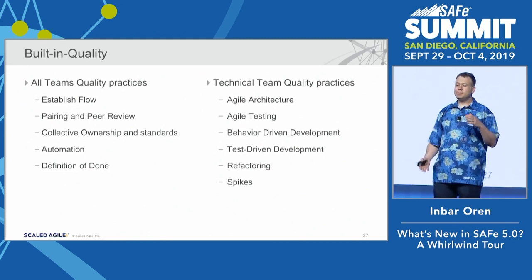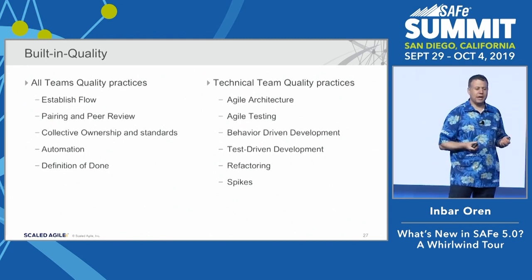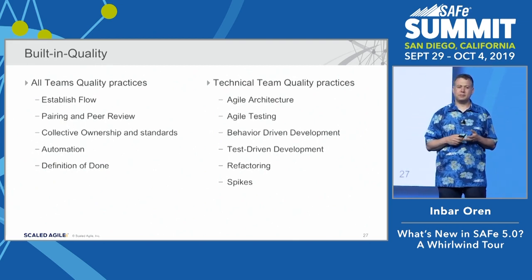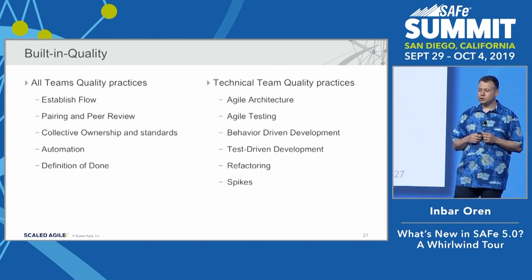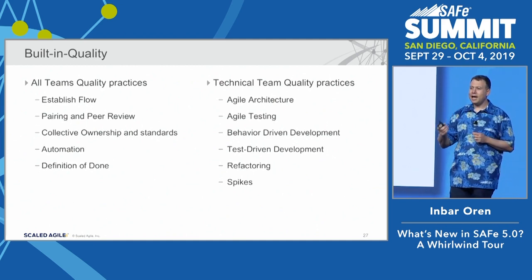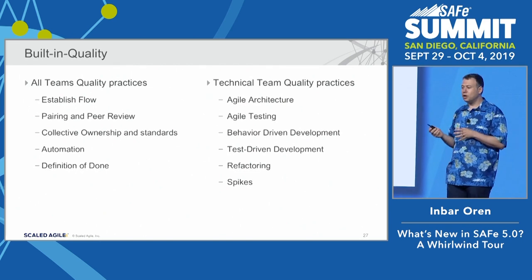And then the article goes deeper into the technical practices that we've all had, and we've had them in 4.6, like architecture and test-driven development and spikes. Can we do test-driven development in a marketing environment? Maybe, but we have to think about how and what it means. So those require more thinking.